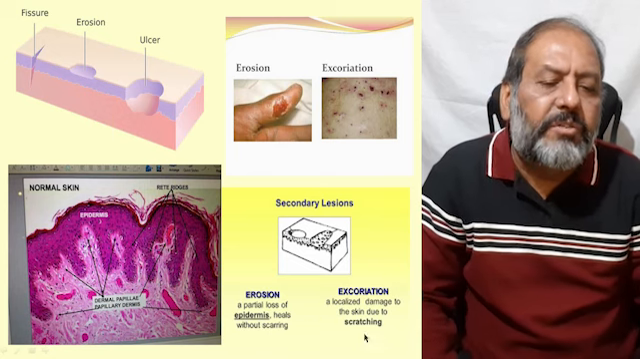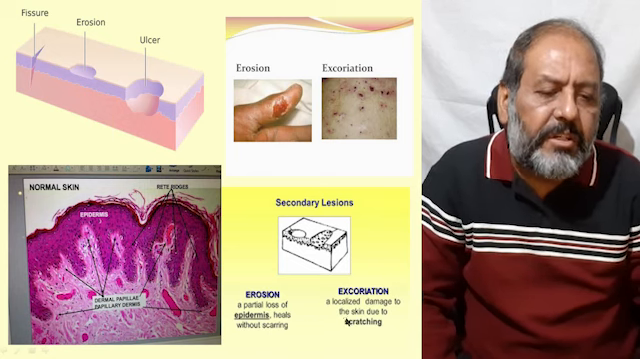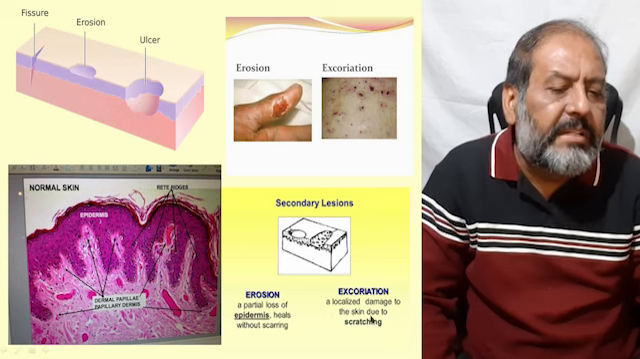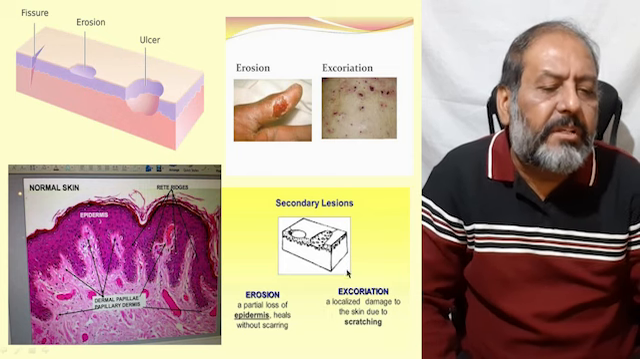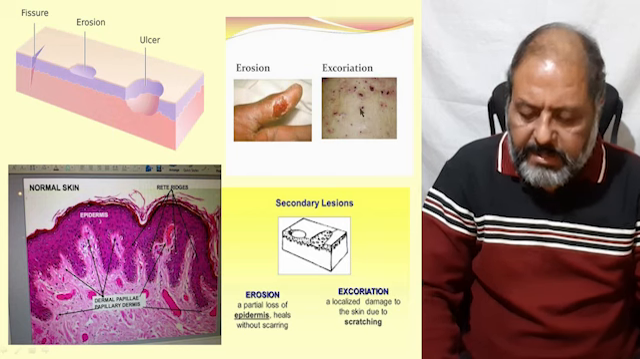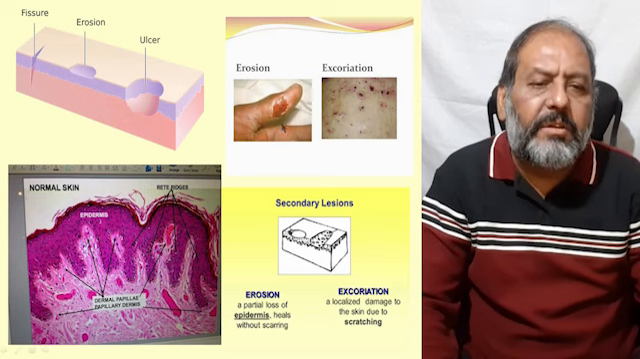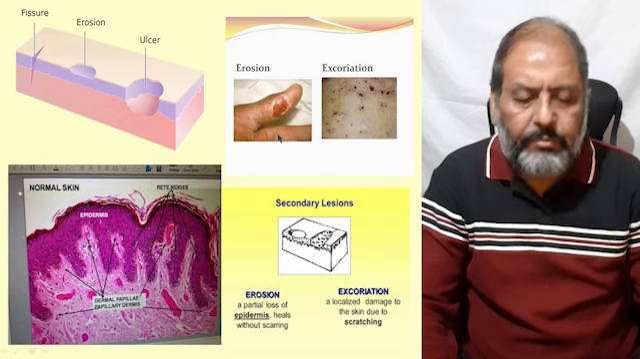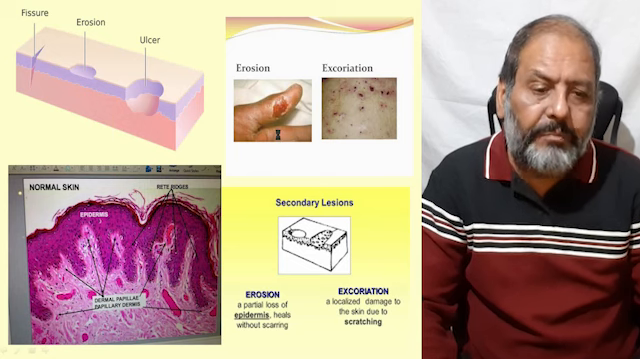It heals without scarring. Excoriation, as I have already told you, is localized damage to the skin due to scratching, as one can appreciate here, and erosion is the loss of a layer of the epidermis.